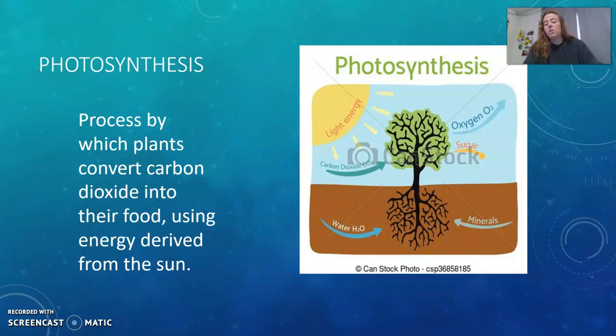So what happens is, photosynthesis is when water, sunlight, and carbon dioxide are present, that carbon dioxide goes into the leaves and oxygen comes out. So like osmosis, something is going in and something is coming out.